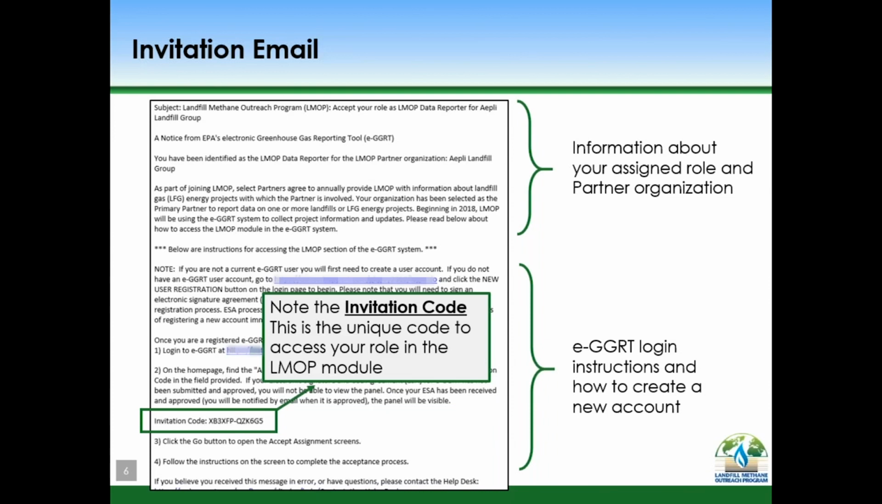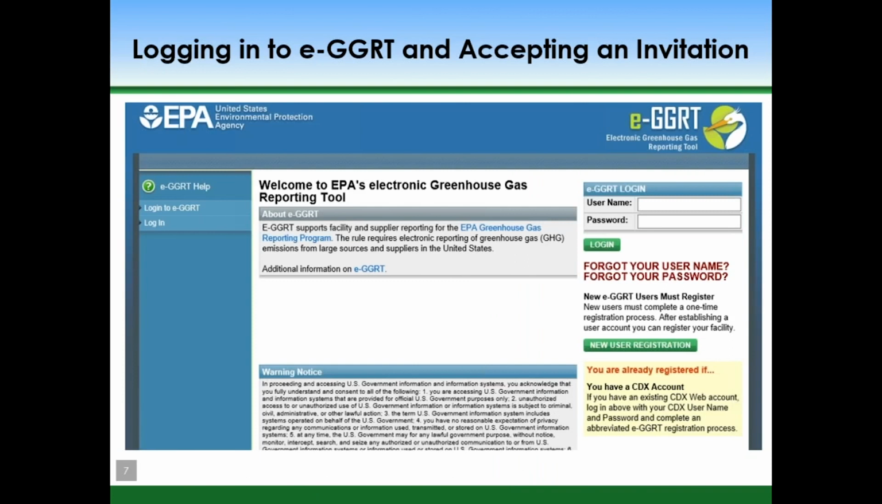And then the second part is instructions about how to log into e-GGRT and how to set up a new account if necessary. One thing to note in this email is the invitation code, which is right here in the bottom of this e-GGRT instructions part. You'll need this invitation code once you get logged into e-GGRT. This is a unique code to you that allows you access to the LMOP module and your specific projects.